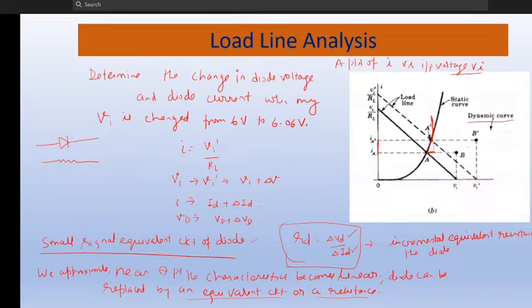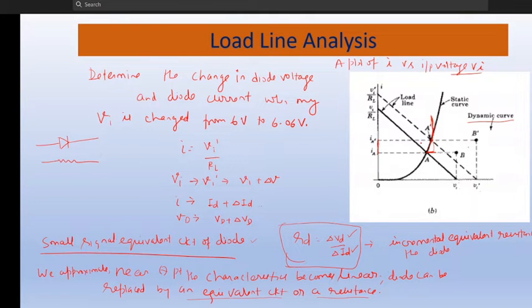And then when the input was 6 volt, your input changes to 6.06 volt, because once you are applying an AC signal, there can be a variation in the input signal. So for these two changes, when the input was 6 volt and when the input was 6.06 volt, I've just taken an example, you may notice the change in the two load lines. This is called a dynamic curve, because the input is changing, right?